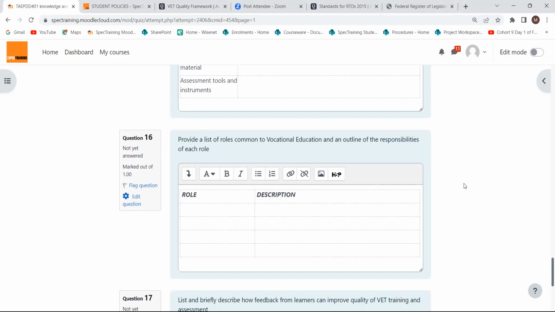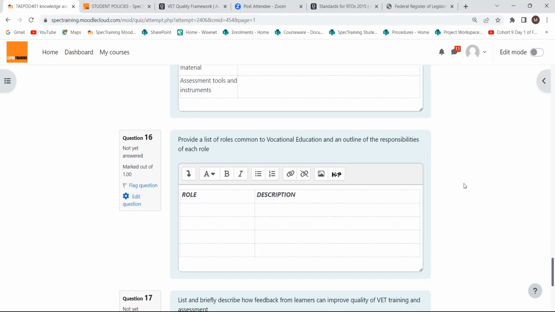Another role could be a compliance officer, description: it could be someone that is responsible for the documentation within an RTO, someone that's responsible for the policies and procedures of the RTO. It could be a trainer, an assessor role. So let's go with role trainer, description: it could be someone that's responsible for delivering training online or offline to groups.